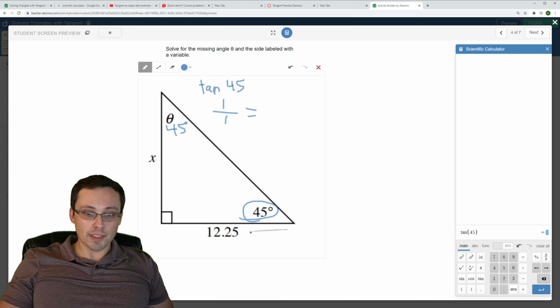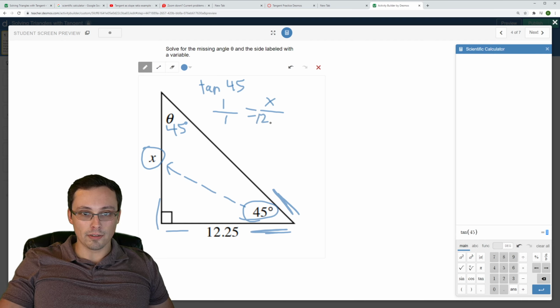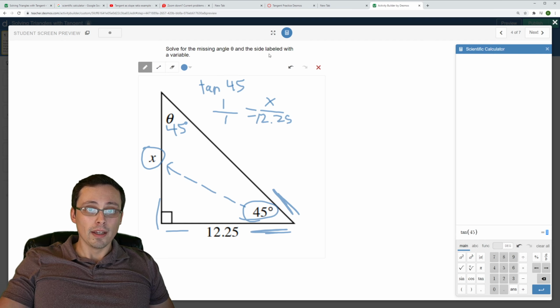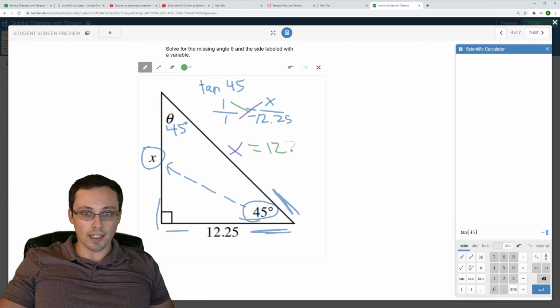If we follow the same procedure, we look at the two sides that create the angle we typed in. The one opposite from it is going to go on top. That's going to be our rise. The other one that makes the 90 with it is going to be the bottom, so 12.25. Now we just cross multiply, so 1 times x is x, and 1 times 12.25 is 12.25.